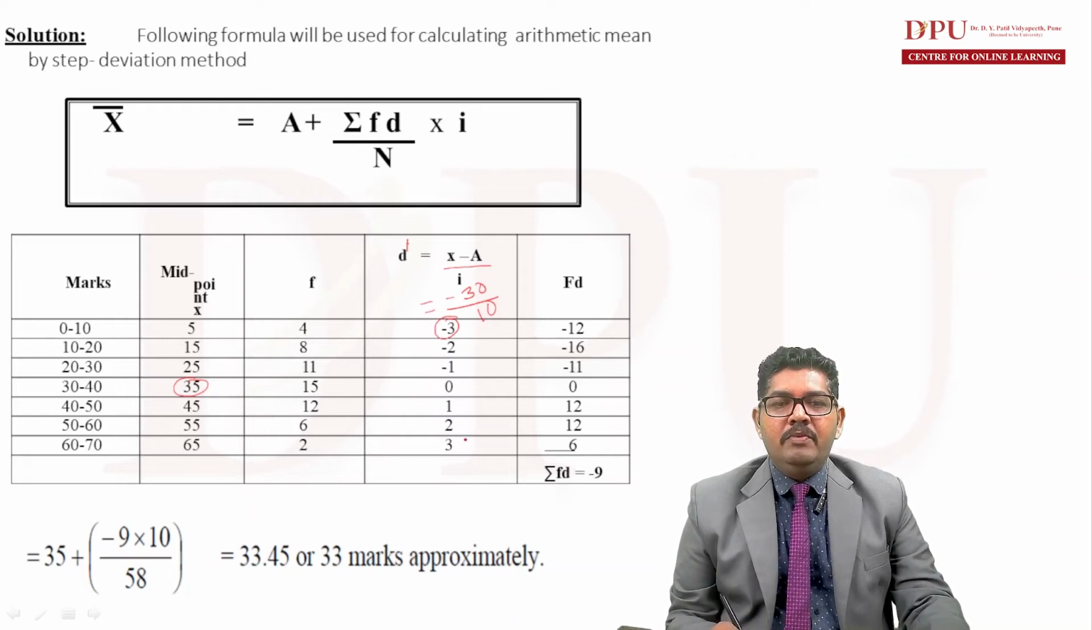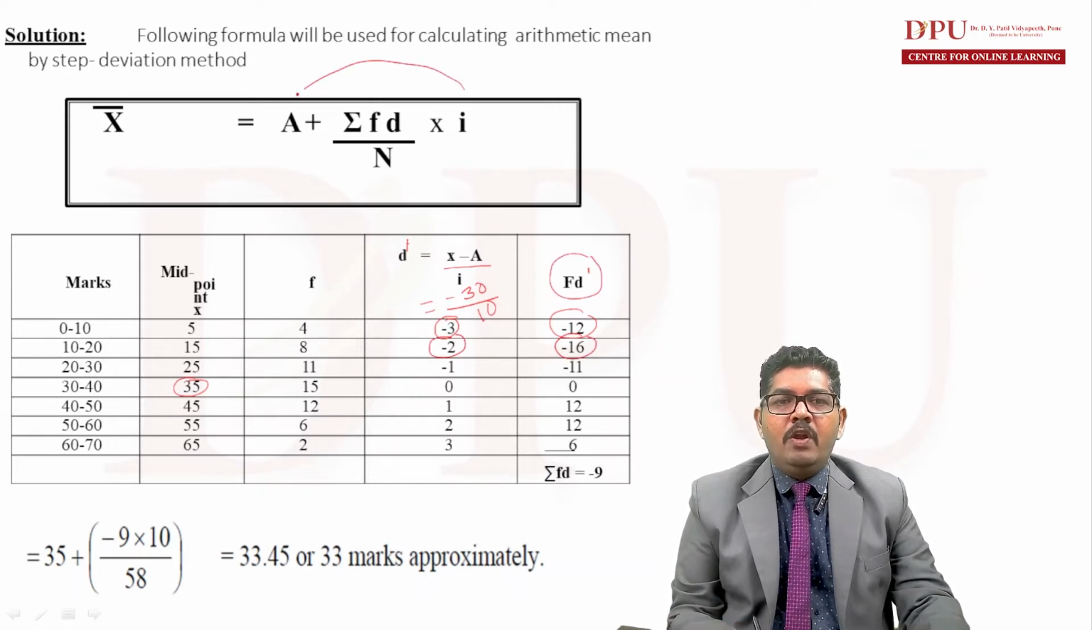So these are the step deviation values, and once we get step deviation values, we have to calculate fd dash. So this is fd dash, frequencies multiplied by step deviation. 4 multiplied by minus 3 is equal to minus 12. 8 multiplied by minus 2 is equal to minus 16, and so on. This is how we calculate all fd dash values.